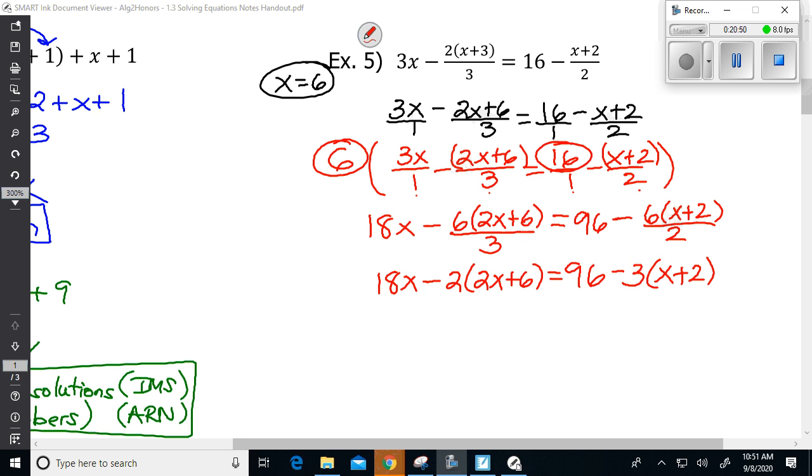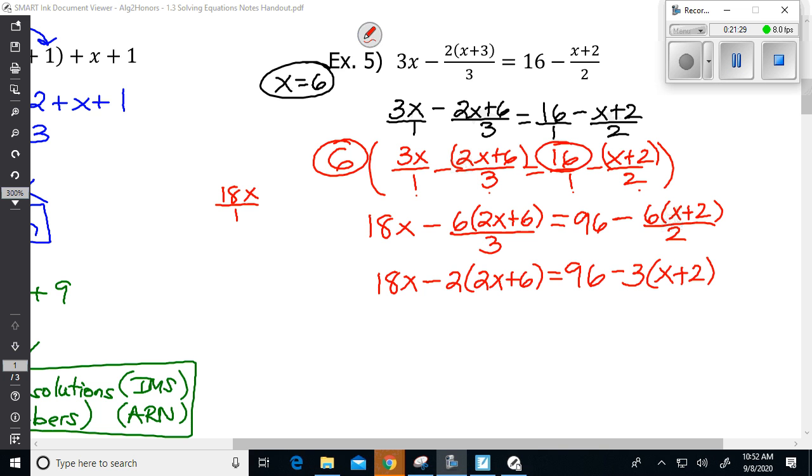What I did here is that you're talking about what happened to the bottom of the fraction. After I multiplied the top of the fraction, I divided by whatever was at the bottom. So in the case of the first fraction, 6 times 3x is 18x. But you still have to divide by 1, which is 18x. 6 times 2x plus 6 is 6 parentheses 2x plus 6. I can distribute. 6 divided by 3 is 2, so that's where the 2 came from.